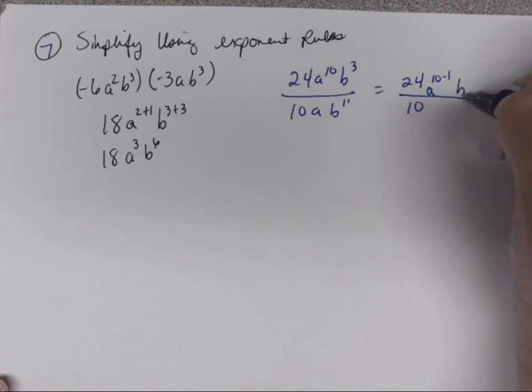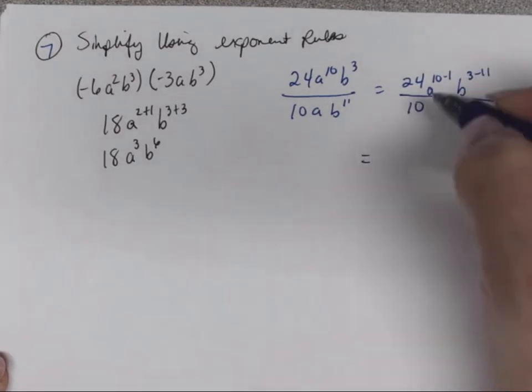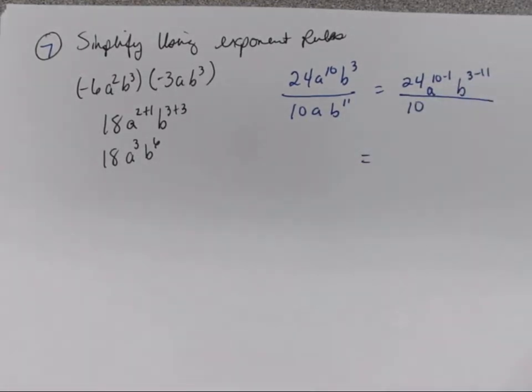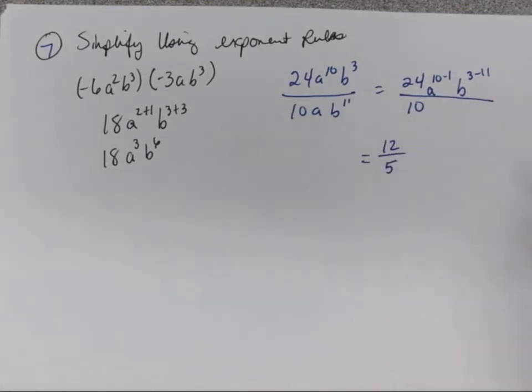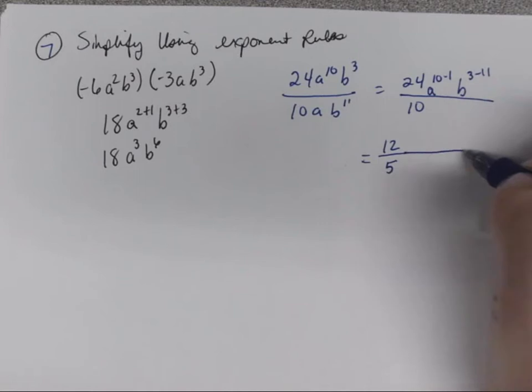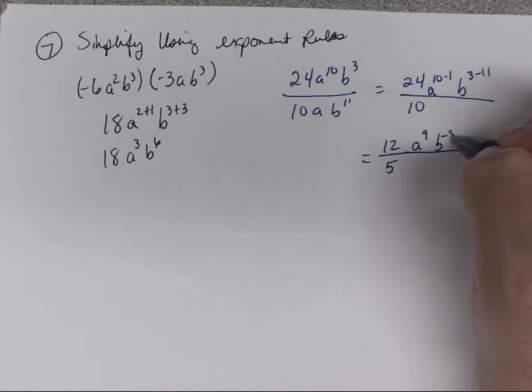And then this would be b to the 3 minus 11, because the 11 when it comes up. Now you don't have to do this one this way. I'm just showing you options, and as we do the other ones, I won't do it this way. All right, 24 over 10, they both divide by 2. So I'm going to get 12 over 5. 10 minus 1 would get me a to the 9. And b is 3 minus 11, which would be b to the negative 8.